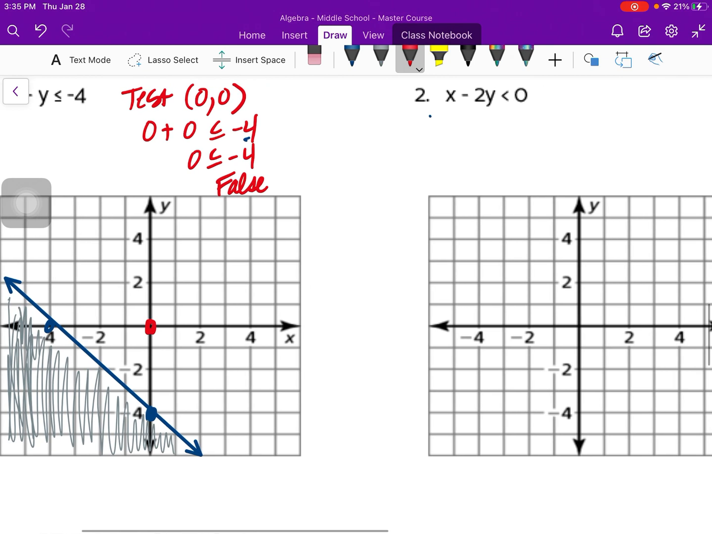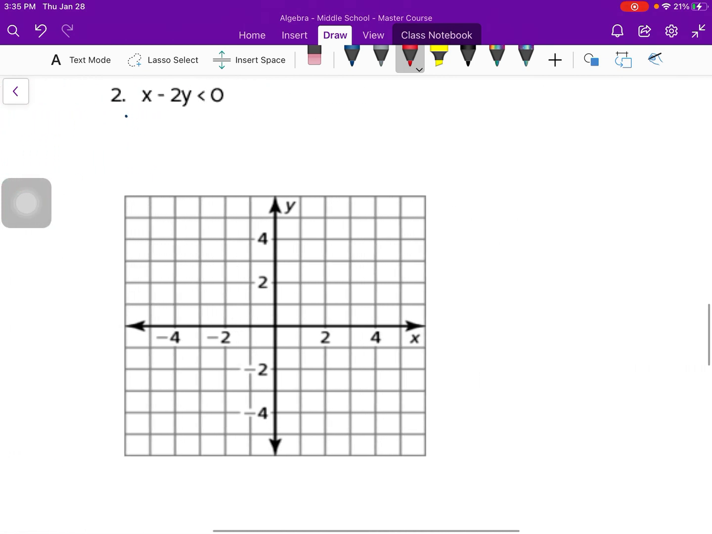Okay, we're going to go ahead and move on to number 2. And in number 2, I am going to follow the directions that I gave you, which is to change this one into slope-intercept form. So the first thing that I'm going to do is subtract x from both sides. So my equation would say -2y is less than -x. If you want to write -x plus 0, you can write -x plus 0. It's not necessary to do so.